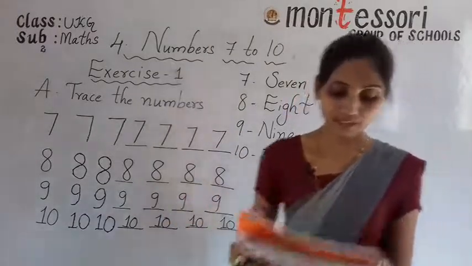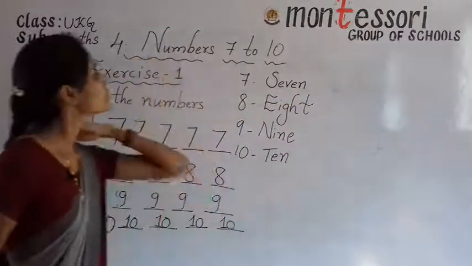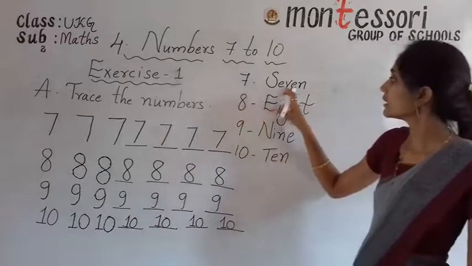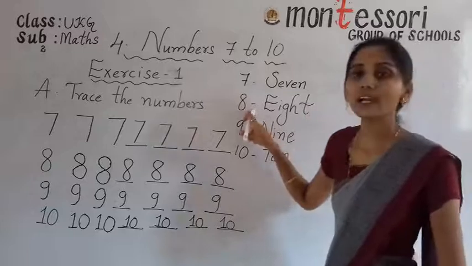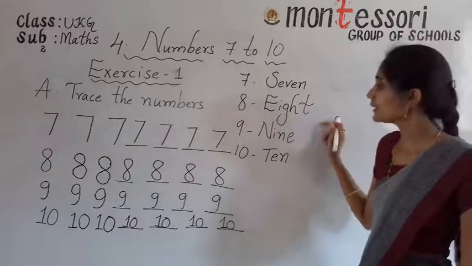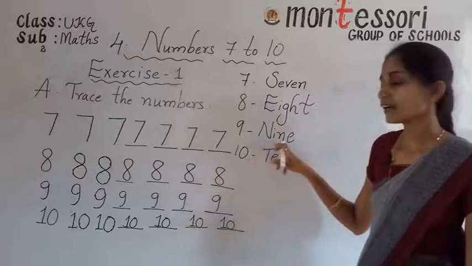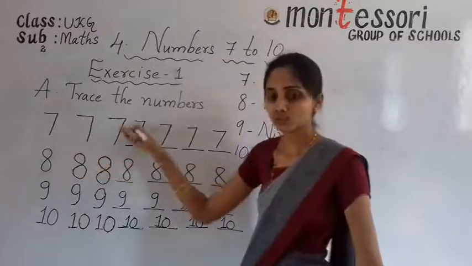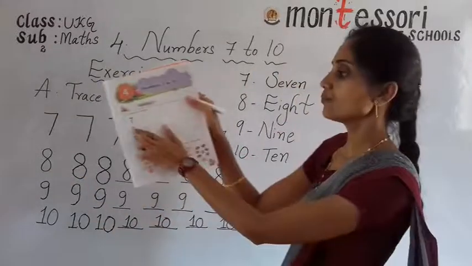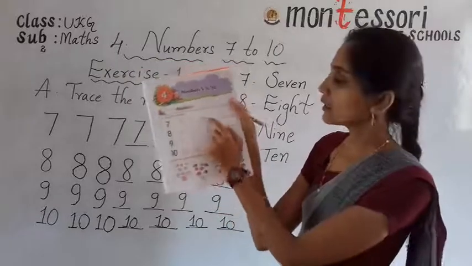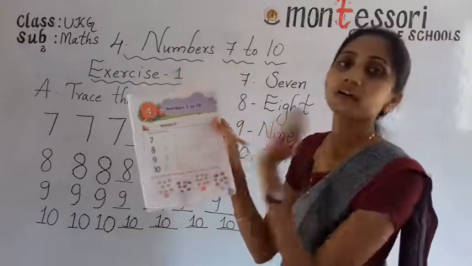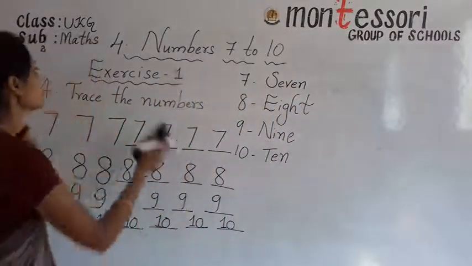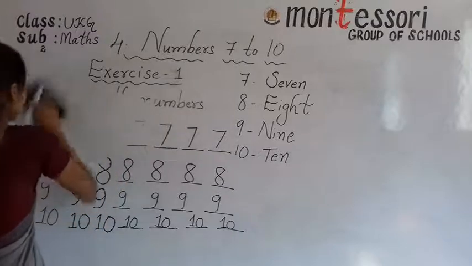So, next is the B bit. Once again, what is the spelling of 7? S-E-V-E-N, 7. Next 8, E-I-G-H-T, 8. Next one 9, N-I-N-E, 9. T-E-N, 10. This one you have to complete in the bit. First you trace on these numbers, then you write 7, 7, 7. Write neatly. Next 8, next 9, next 10.